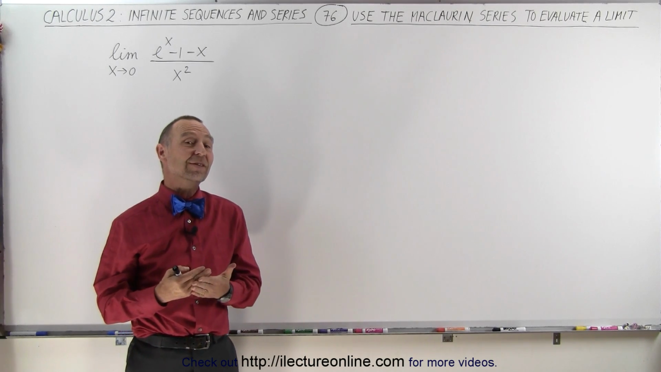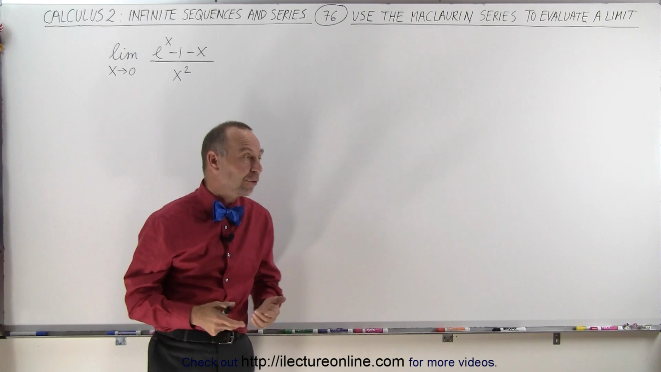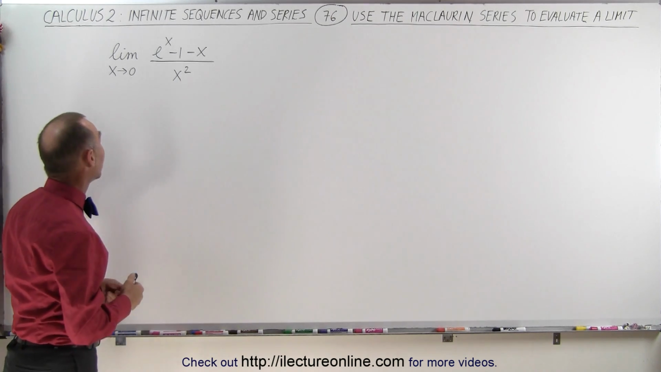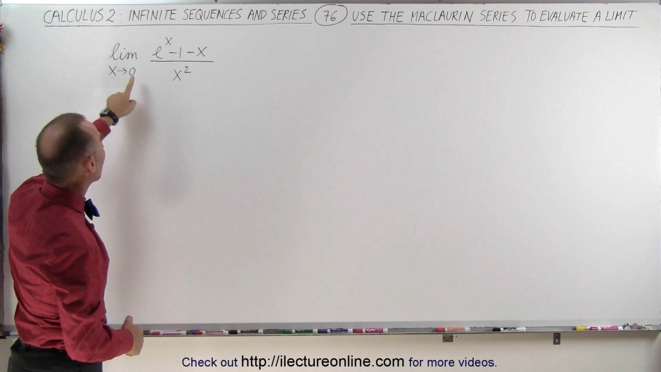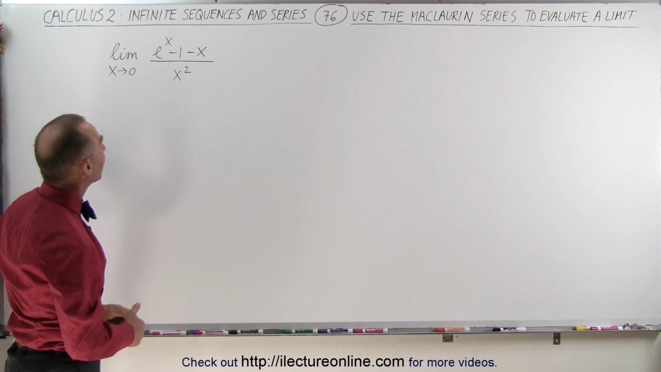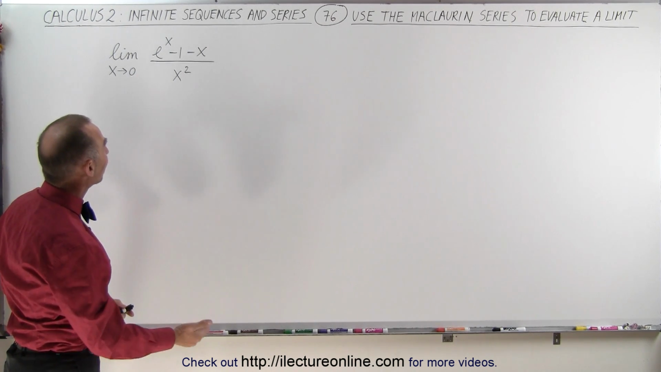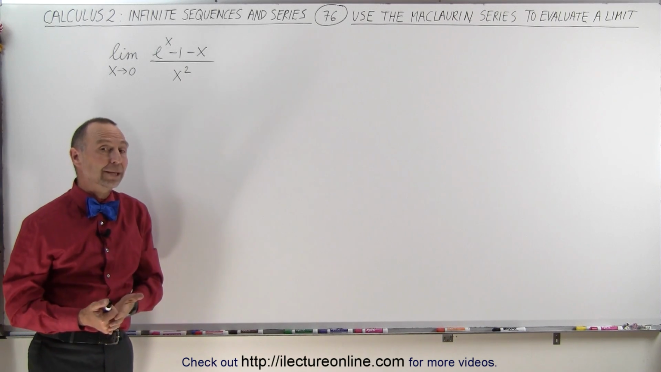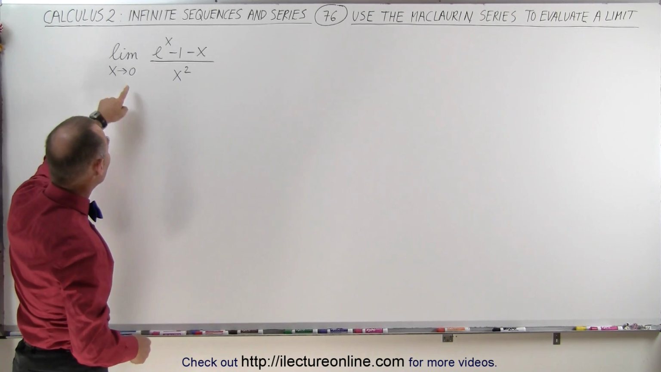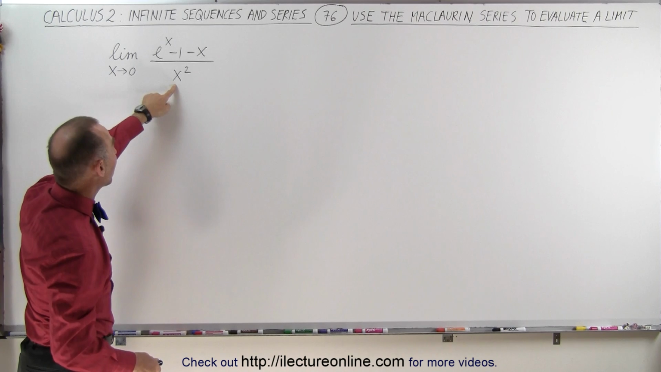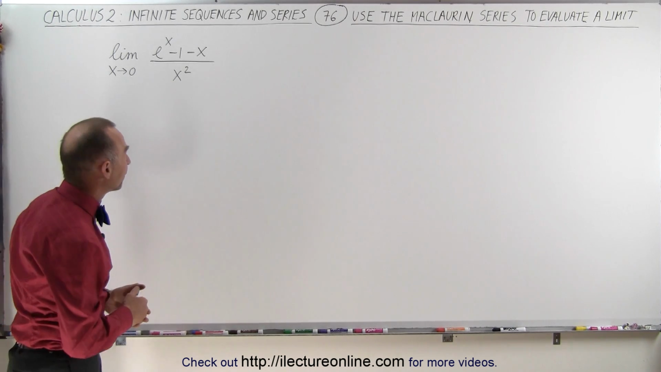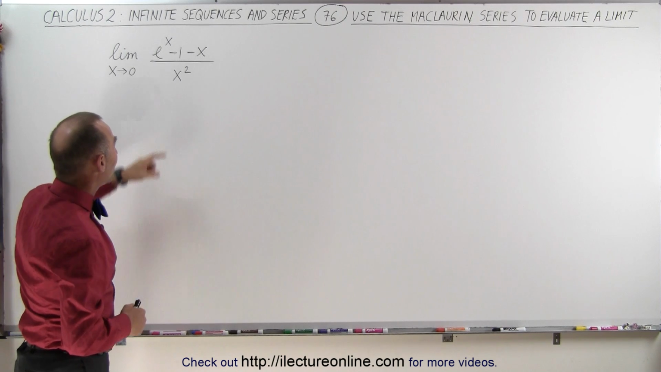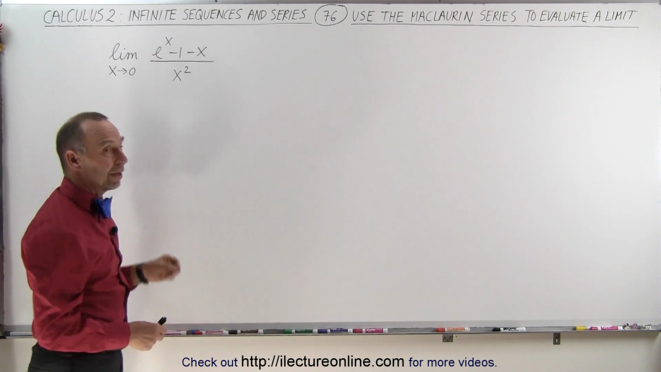The Maclaurin series can also be useful to solve limit problems like this. Let's say we're asked to find the limit as x approaches 0 of e to the x minus 1 minus x in the numerator divided by x squared in the denominator. Very quickly we can see that if we plug in 0 right away, we have 0 in the denominator, which makes this undefined.